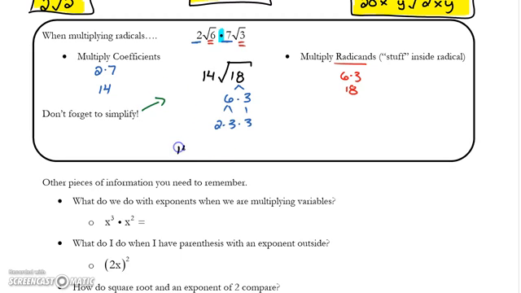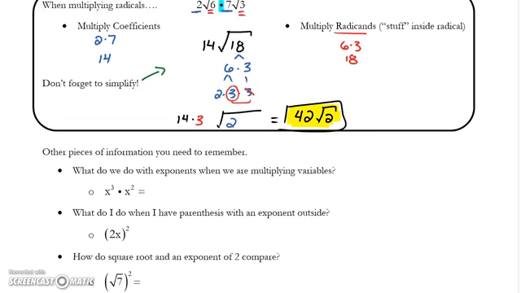I already know that I'm going to have 14 on the outside. I just have to determine what else goes outside. Well, I have a pair of 3s. I use one and get rid of the other. That 3 goes outside. The 2 is not used, it goes back inside, giving me a simplified answer of 14 times 3, 42 square roots of 2. That would be my simplified answer when I'm multiplying these two radicals.